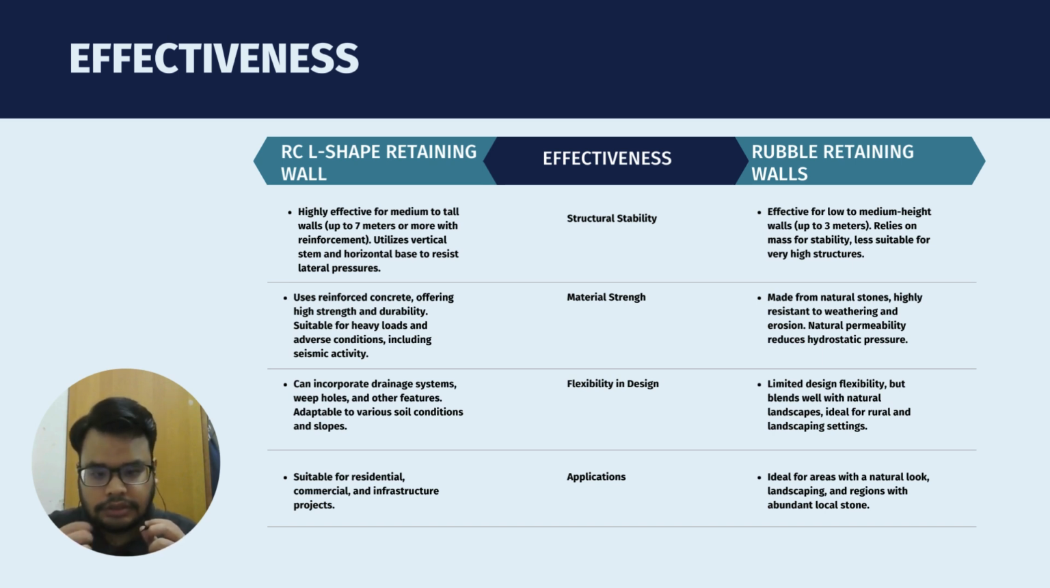Applications for RCL-shaped walls include residential, commercial and infrastructure projects, while rubble walls are best suited for natural-looking areas, landscaping, and regions with abundant stone.